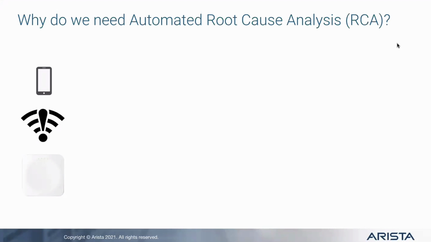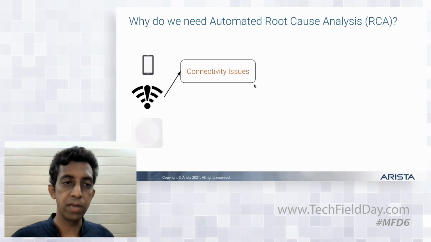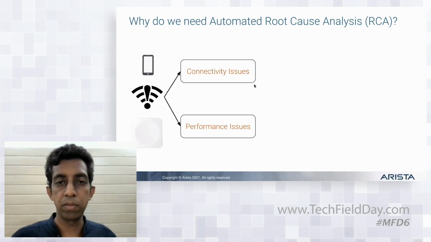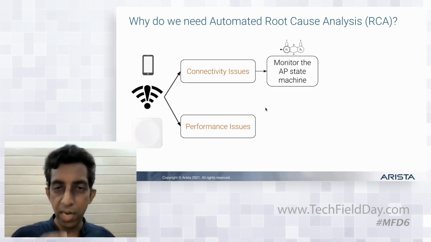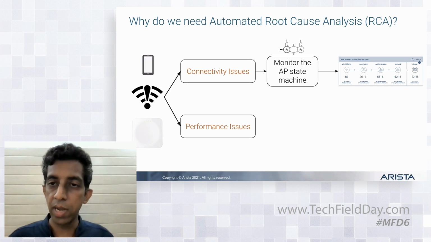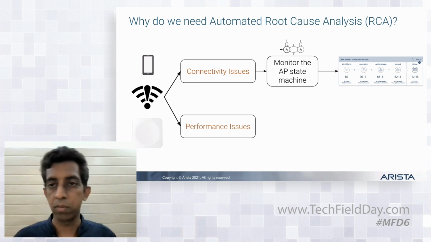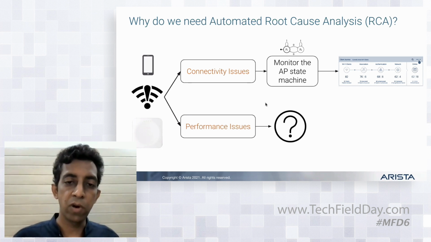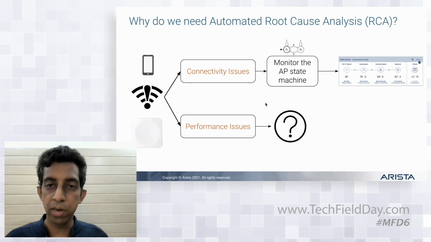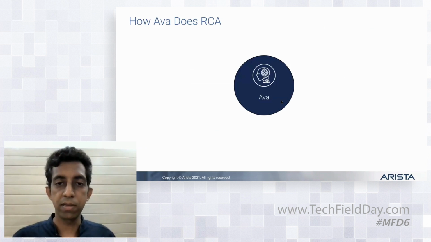Now, why do we need automated root cause analysis? Let's say your client is facing some issue with the network. There are two types of issues that it can mainly face. One is connectivity issues, and the other is performance issues. In connectivity issues, you can essentially monitor the AP state machine to understand what's going on when the client is trying to connect, and that gives you something that we call the client journey, where you are able to understand where the client is dropping off, association, or network, and so on. But what about performance issues? It's not that straightforward. It's not like you can monitor any state machine anywhere. It's much more nuanced. And that's where automated root cause analysis comes in.